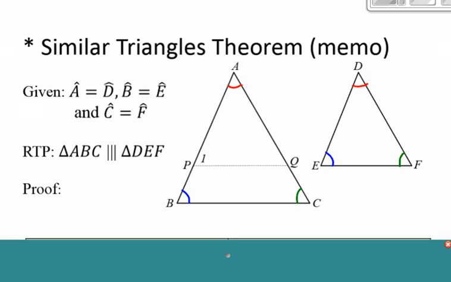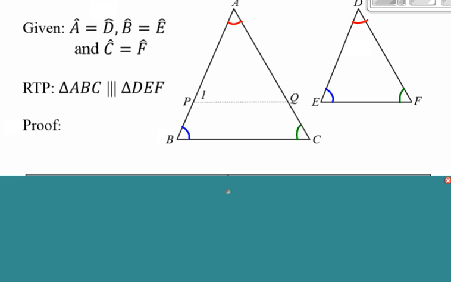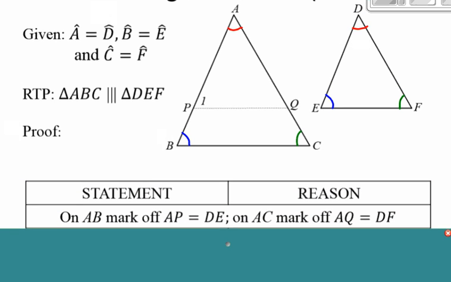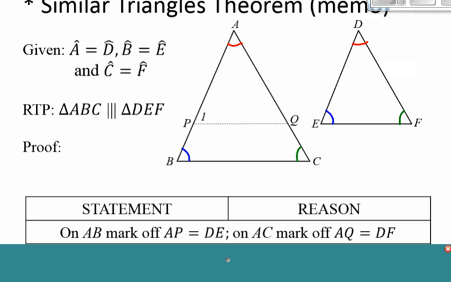So we start off with a construction. Okay, so the first thing is on AB, we're going to put P. So here's P, so that in fact AP is equal to DE. And we're also going to put Q. So we're going to mark off that AQ is equal to DF. Then we construct the line PQ.